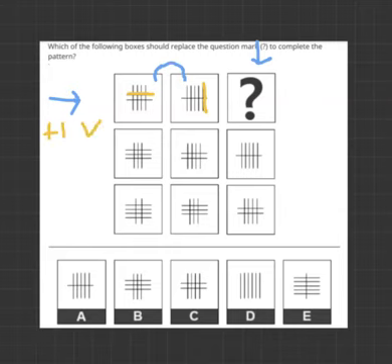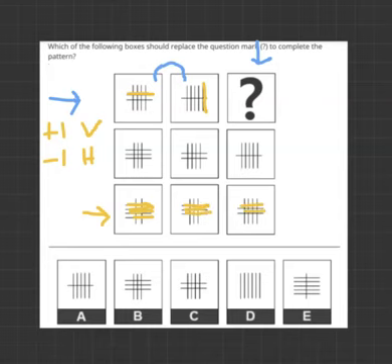vertical and -1 horizontal. So let's check with the third row. We see if we're following this pattern, we have here 4 horizontal, so we would expect to see 3 in the second box and then 2 in the final box, which is exactly what we see.